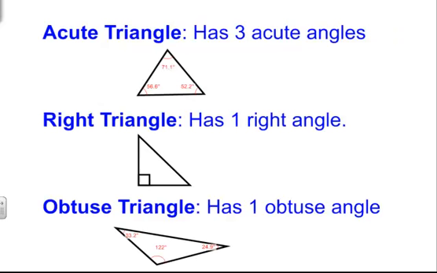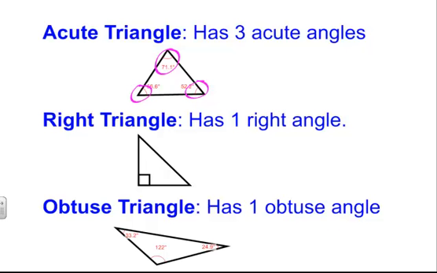Okay, so write down these definitions and sketch the triangles. You don't have to put the angles in the triangles, but just sketch them. The first one is acute triangle. It has 3 acute angles. Remember, acute angles are less than 90 degrees. So we have 1 acute angle, 2 acute angles, 3 acute angles, right? That's important. 3 acute angles.